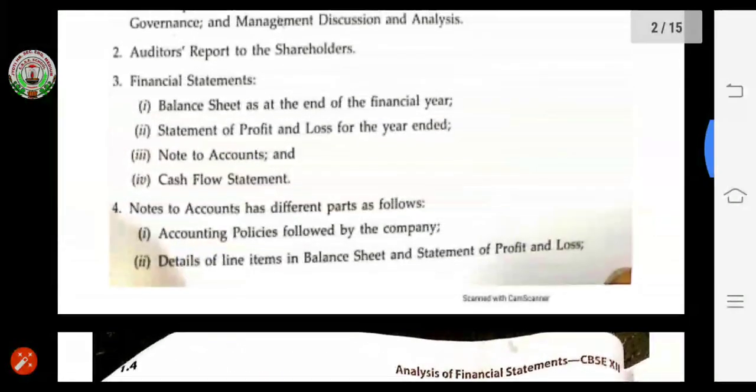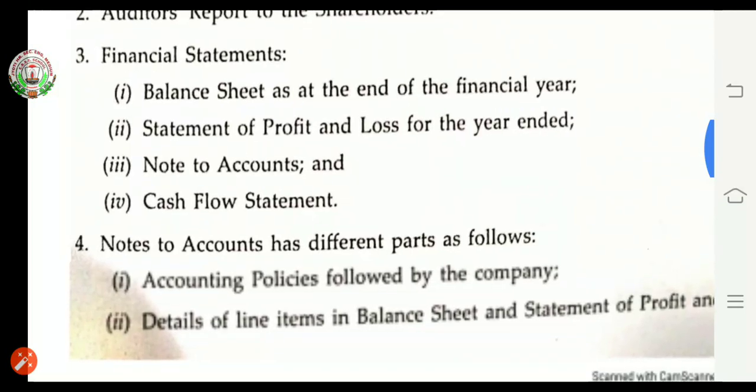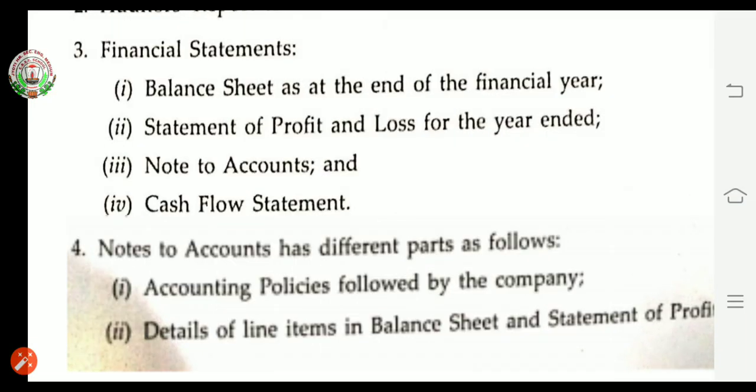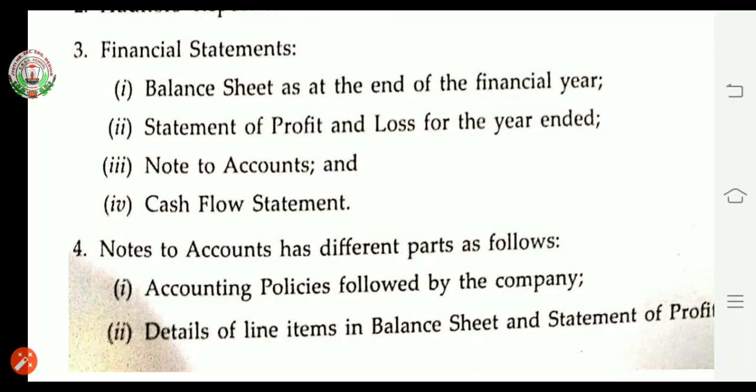Third, we are having financial statement. In financial statements, we are having four things. First, balance sheet as at the end of the year. Second, statement of profit and loss account for the year ended. Third, notes to accounts. And fourth, cash flow.